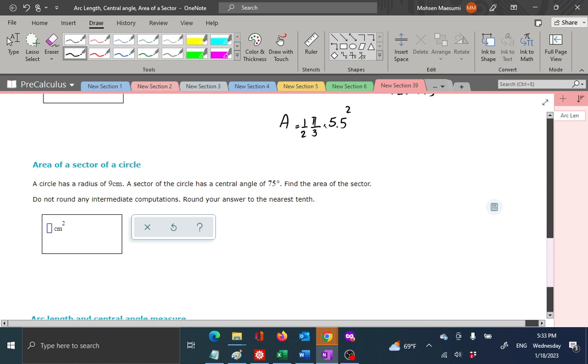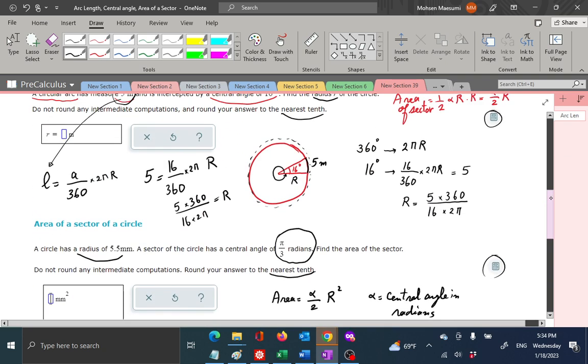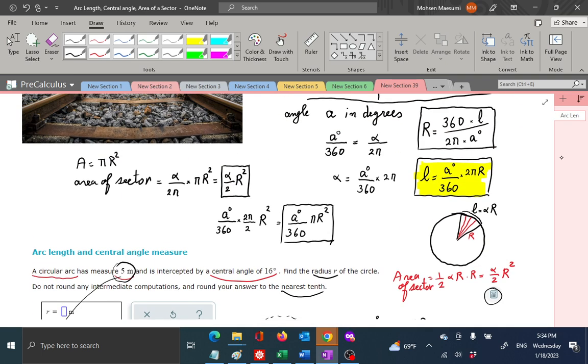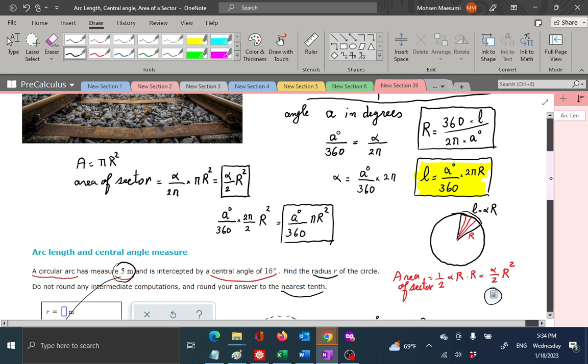And here's another example. In this one, the central angle is 75 degrees. That's the difference between this one and the previous one. The radius is 9. So instead of using this clean-cut formula that we had with radians, if the angle is given to us in degrees, we have to convert it to radians and then be done with that.